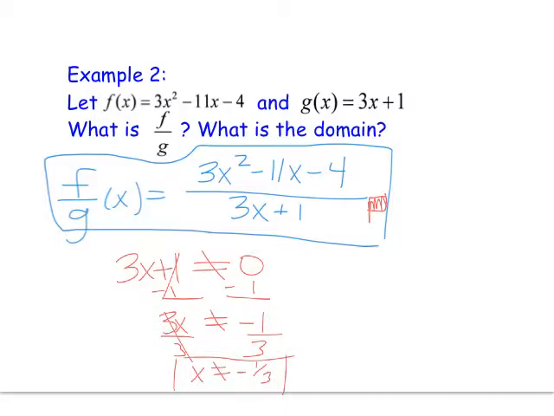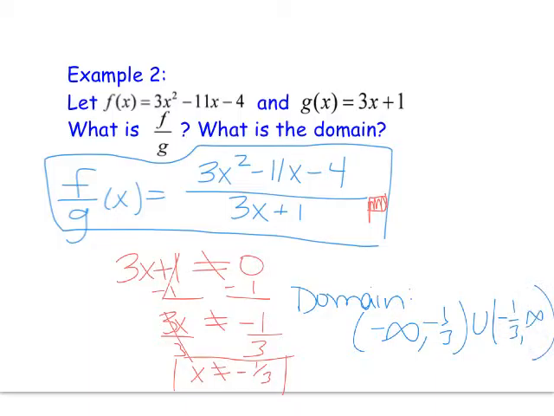That means that our domain includes all numbers except negative 1/3. So it includes all the numbers starting at negative infinity, going up to negative 1/3, union with all the numbers from negative 1/3 up to positive infinity. And notice here that all my brackets are curved. These are curvy brackets because the negative 1/3 is not included in the domain.